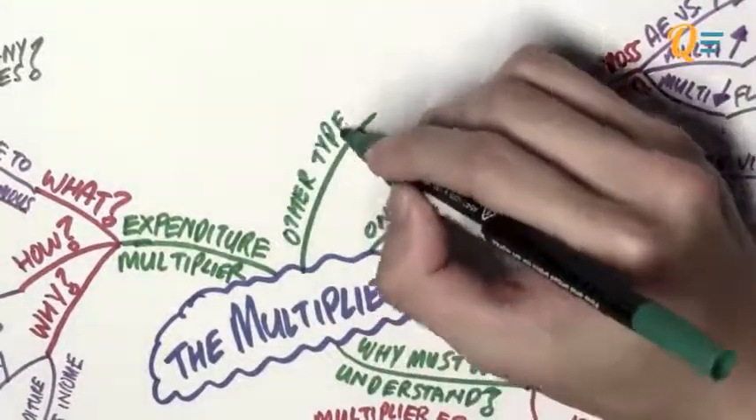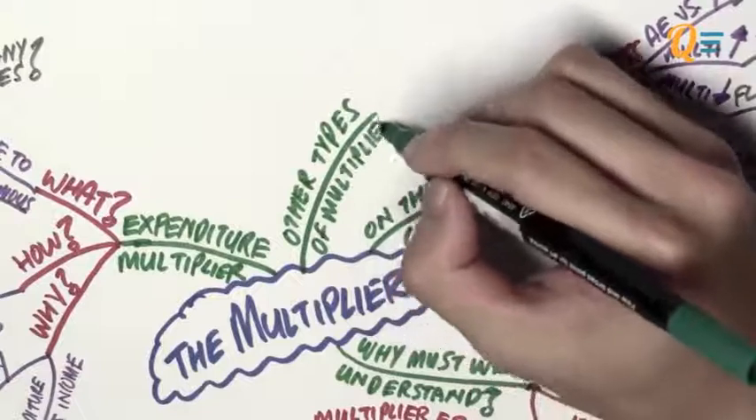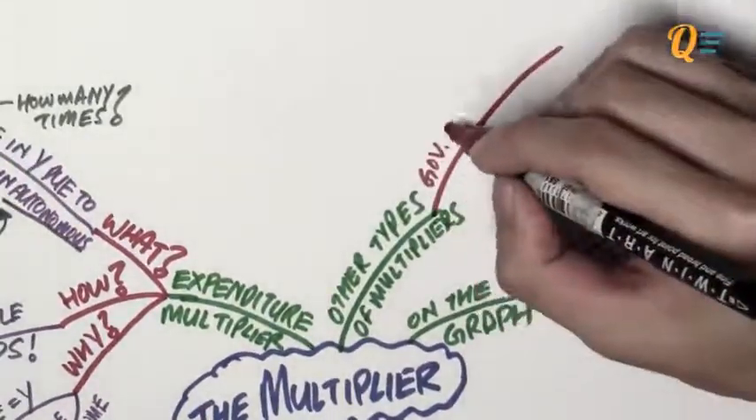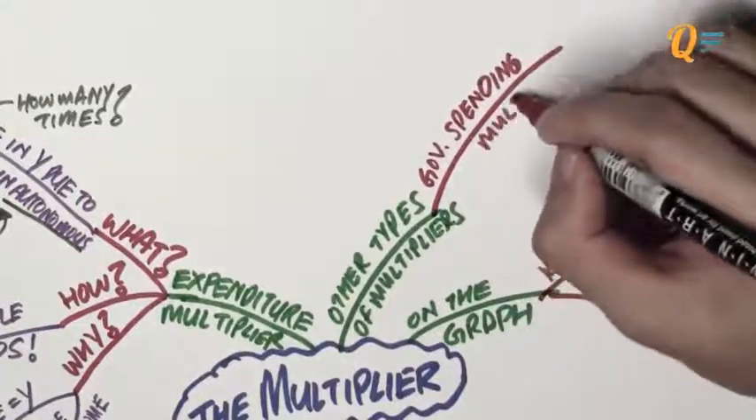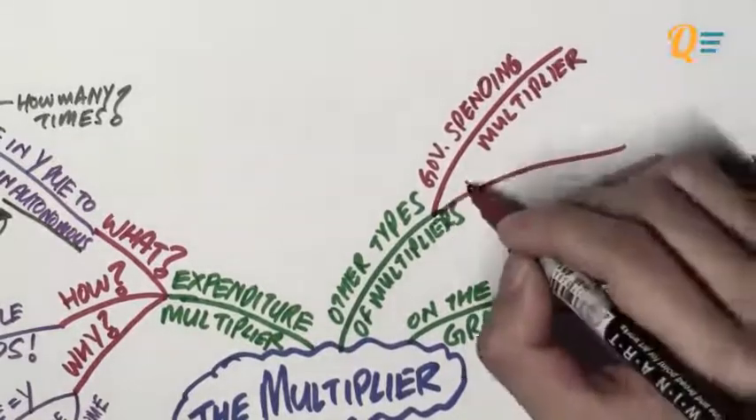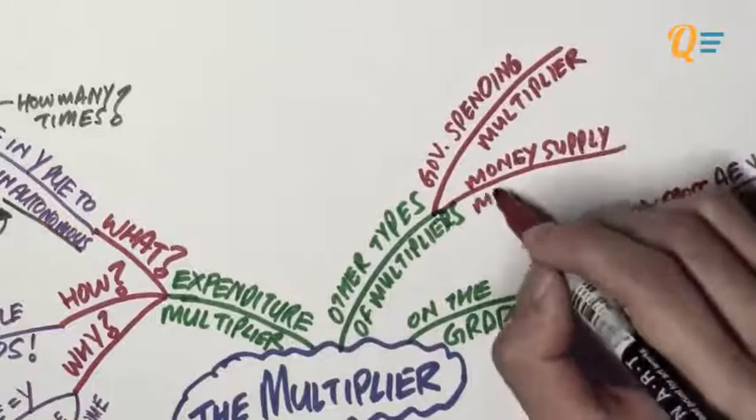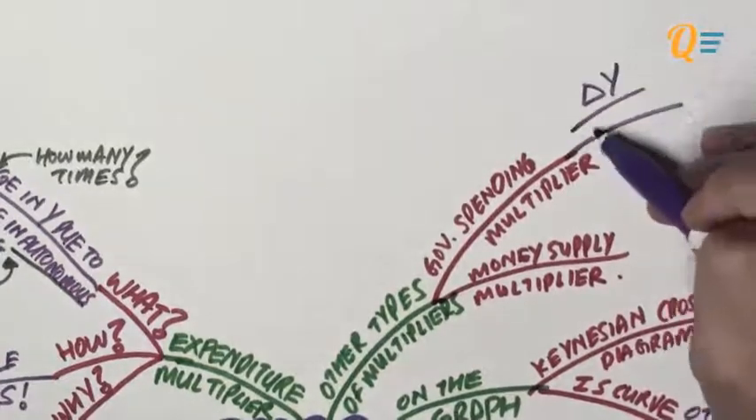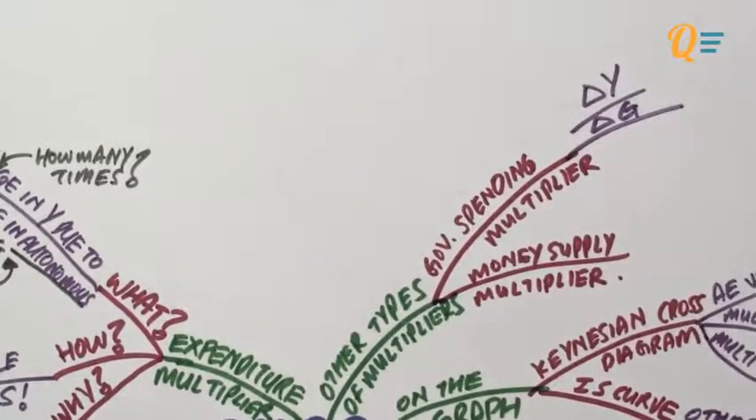Okay, so there are other types of multipliers. We talked about the expenditure multiplier. There are two other multipliers I can think of. One of them is the government spending multiplier, and also the money supply multiplier, which we will be going through again in another video. So let's take a look at the government spending multiplier. It is basically the change in Y over the change in government spending.